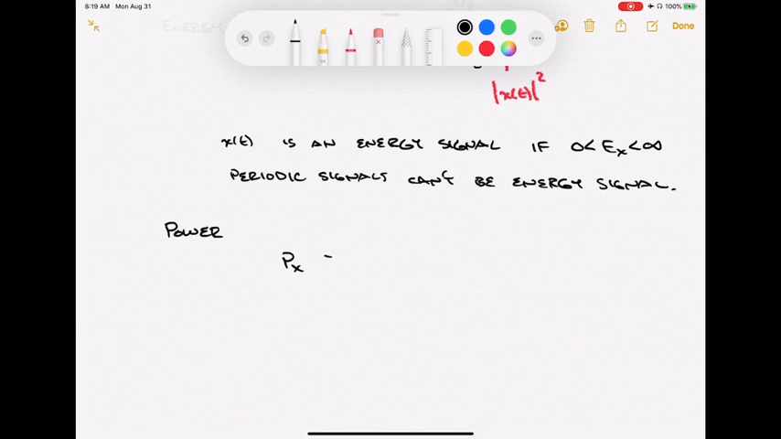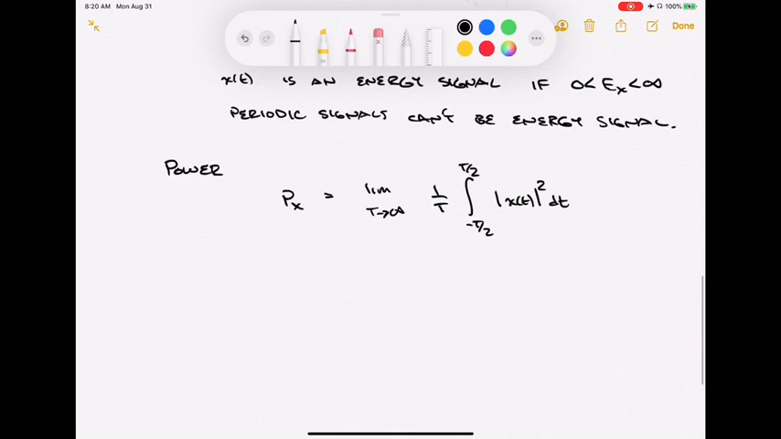So power of x is going to be equal to, it's still going to be a limit as t goes off to infinity. We're still going to have an integral from minus t by 2 to t by 2. We are still going to have that magnitude x of t quantity squared. The book would not put the magnitude on there. We will do it this way just because it works for a broader category of signals. The only difference now is that we're going to put a 1 by t in there. We're going to be normalizing by the amount of time that we're looking over, and it turns out we're looking over everything. So it's an average energy, if you will.